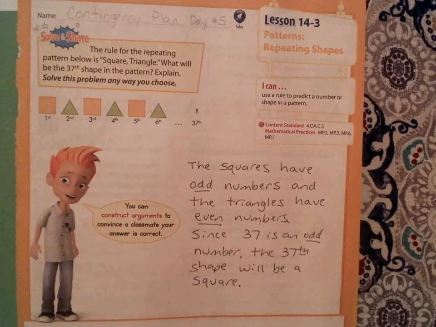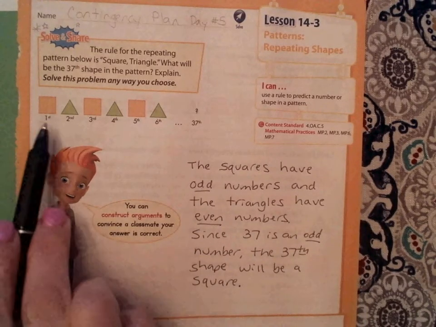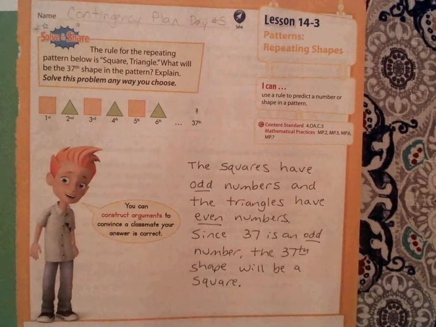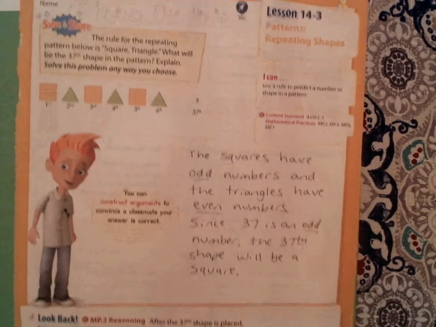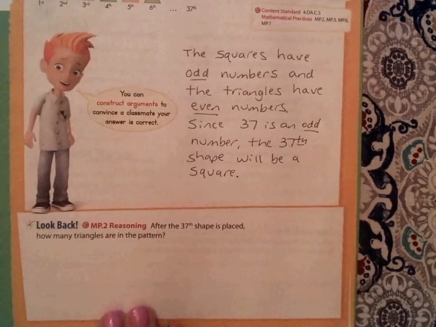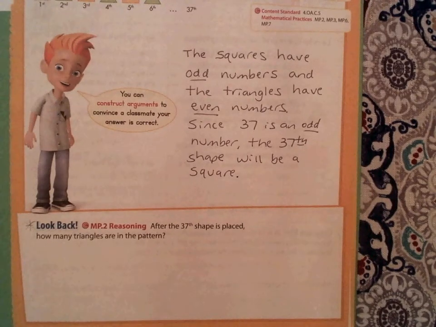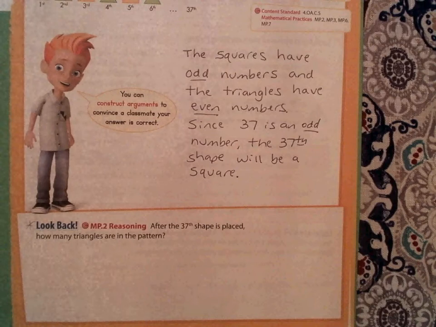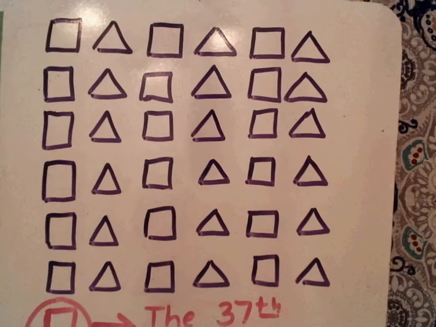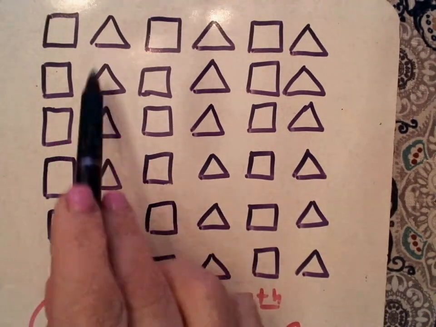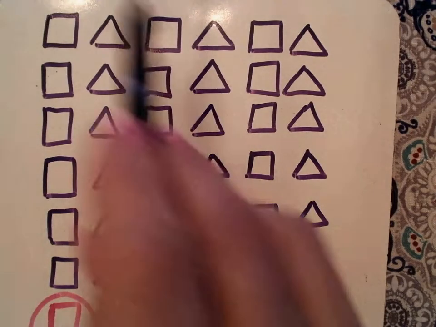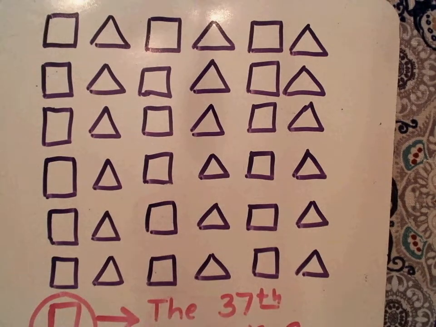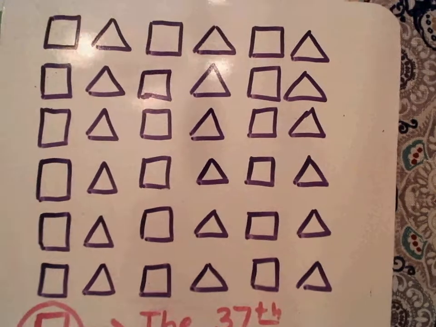So one of the features you can look for is where the shape they're asking for is. Is it an odd shape? Is it an even shape, etc.? Now let's take a look at the look back. It says, after the 37th shape is placed, how many triangles are in the pattern? If I look here, I know there's 1, 2, 3, 4, 5, 6, and I have 3 columns of 6. So 6 times 3 is 18.